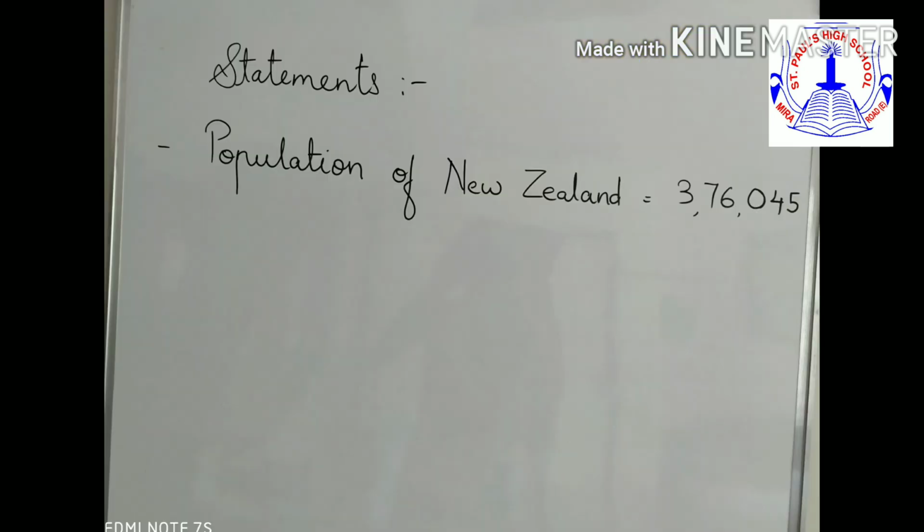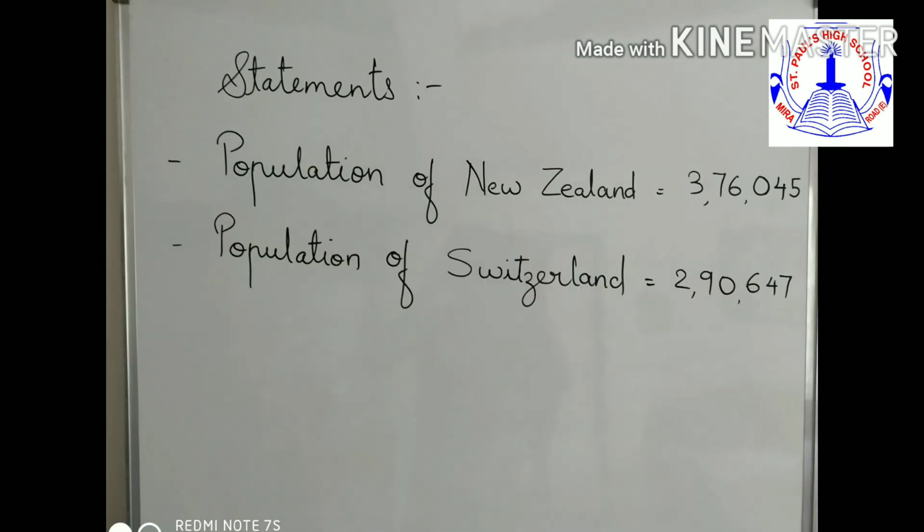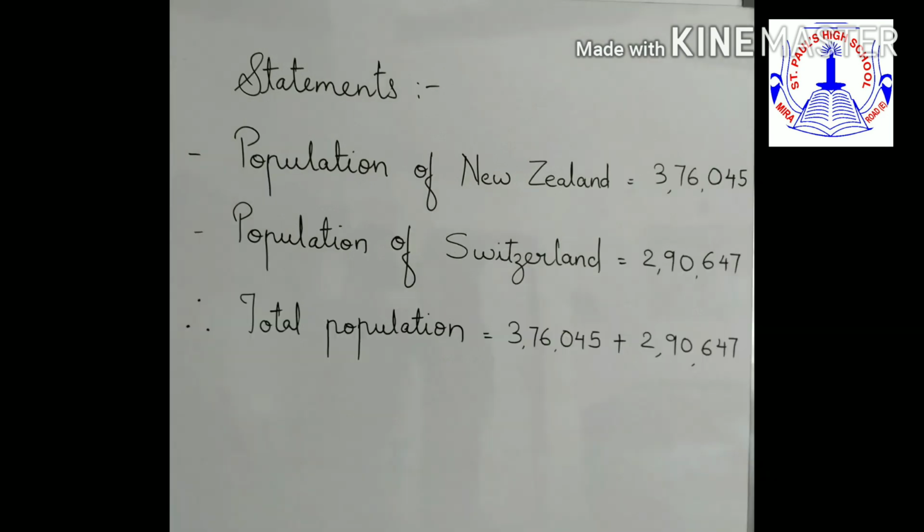Our first statement is population of New Zealand is equal to 3,76,045. Second statement is population of Switzerland is equal to 2,90,647. While writing the third statement, we don't have to use WH questions, that is how, what, etc. We cannot write what is the total population, so we will write: therefore total population is equal to 3,76,045 plus 2,90,647.